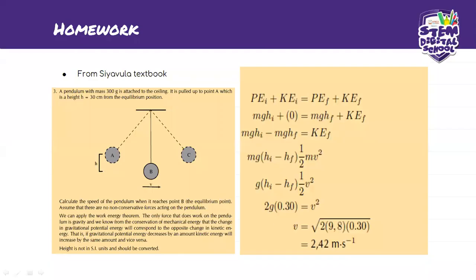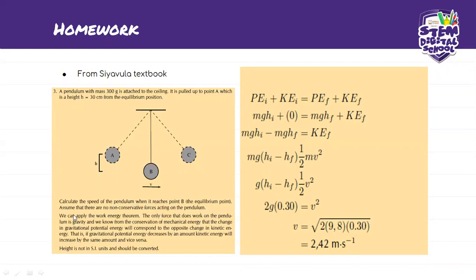Then moving through. So going back to our homework, I gave you guys homework. Remember we did the work-energy theorem yesterday. So this is the problem that we did. Number one says, a pendulum of 300 grams is attached to the ceiling. It is pulled up to a point A, which is a height of 30 centimeters from the equilibrium position. Calculate the speed of the pendulum when it reaches point B. Assume that there are no non-conservative forces acting on the pendulum.